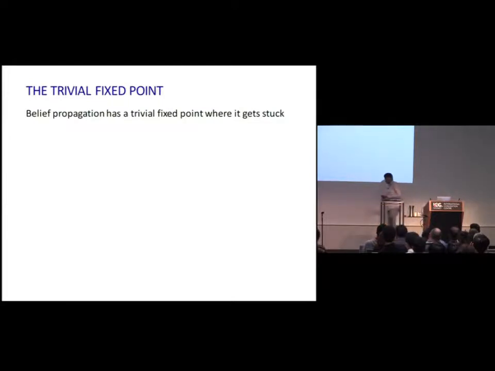And where the sharp conjecture came from is an amazing sequence of chains of hopeful statements. With belief propagation, there's always this technicality that there's a trivial fixed point, where if you started off at that fixed point, you would just get stuck and you would never make any progress.